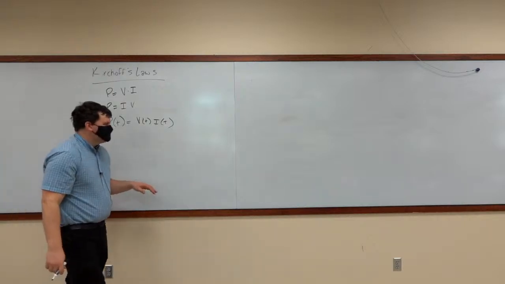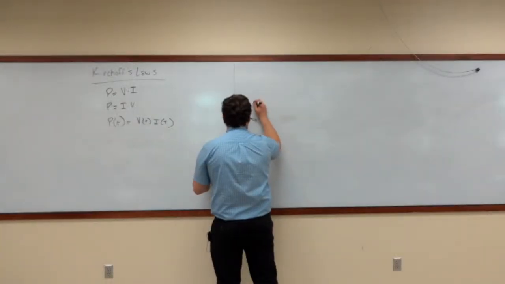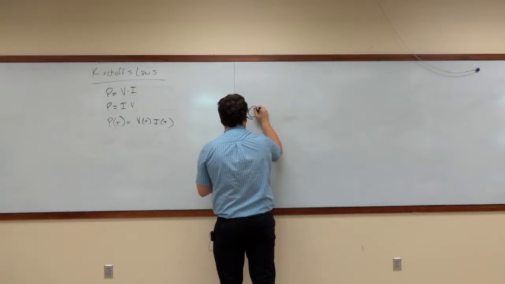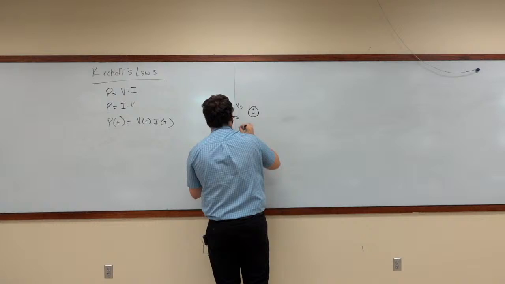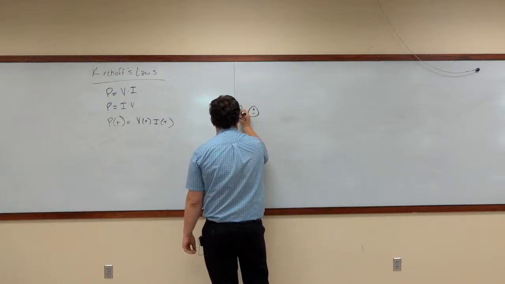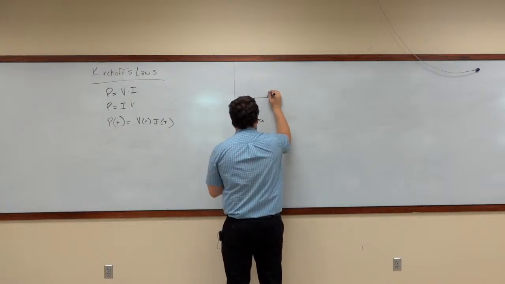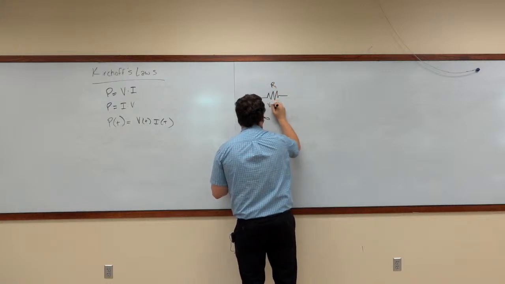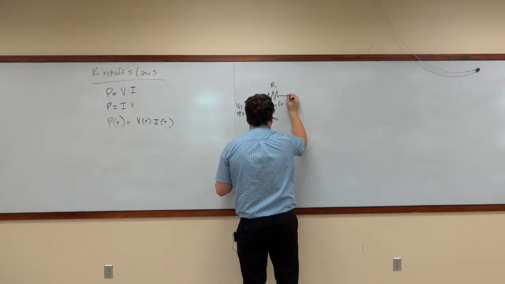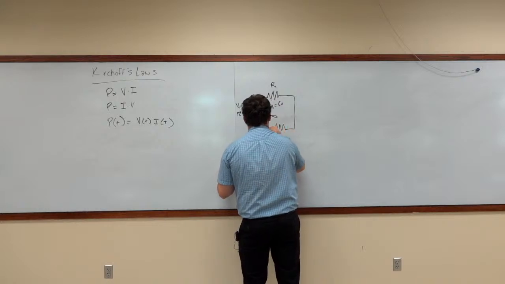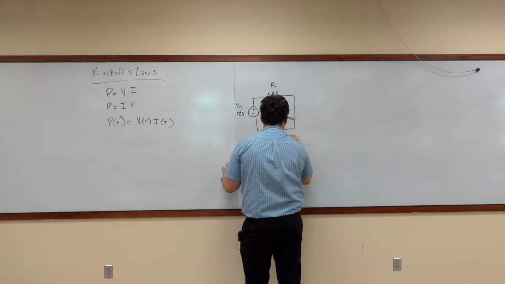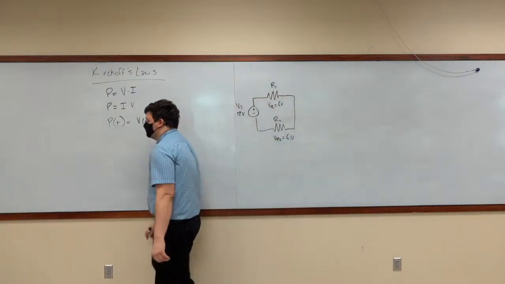Okay, so let's go to a very, very simple circuit. This is going to be Vs, and we're going to say this is 12 volts. And then we'll have two resistors. This will be R1. VR1 we'll say is equal to 6 volts. And then we've got R2, and VR2 we'll say is also equal to 6 volts. Okay?